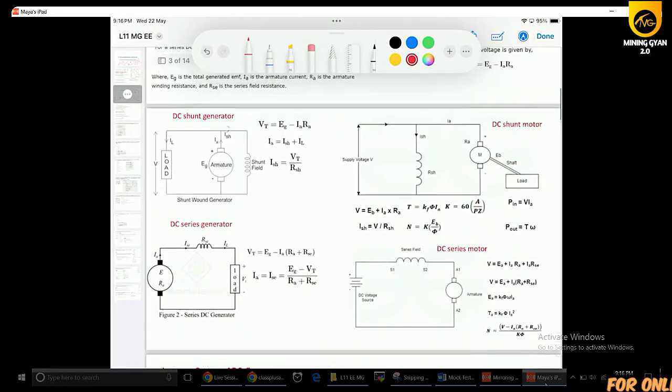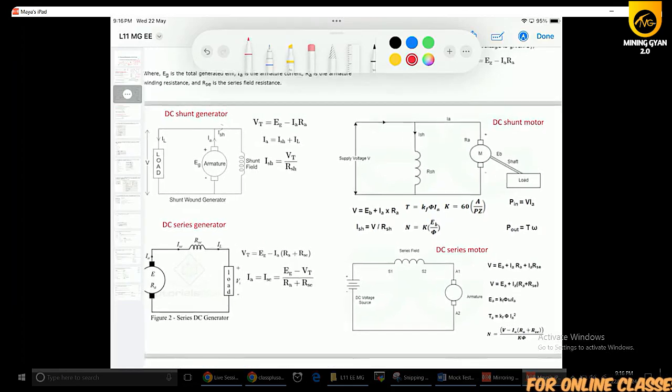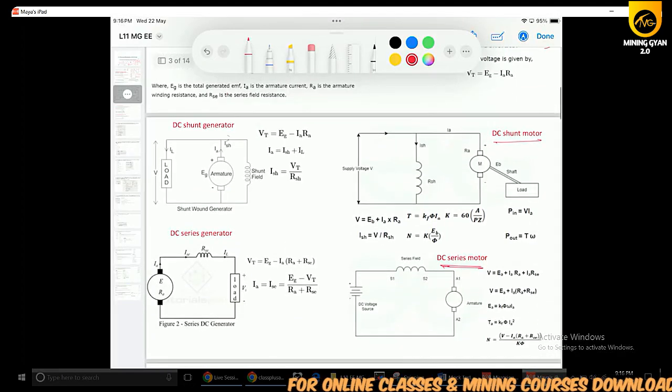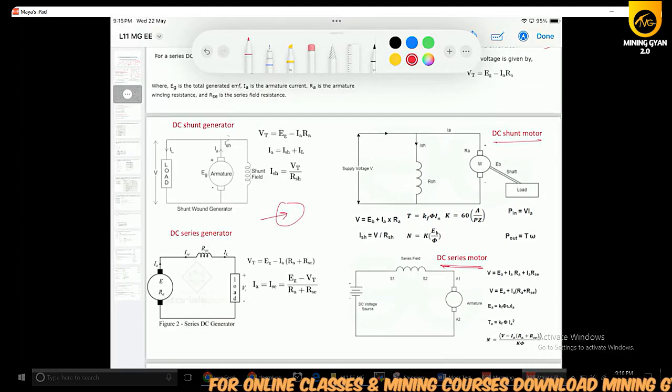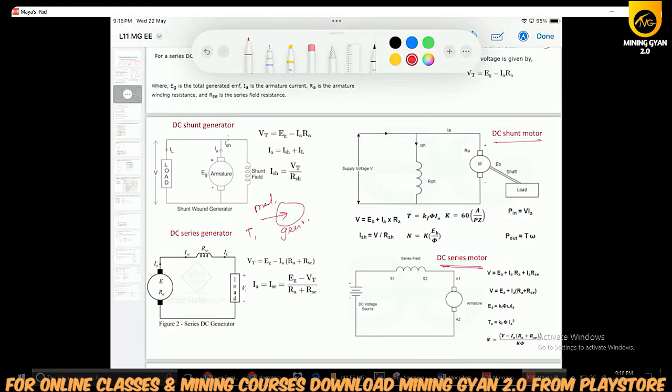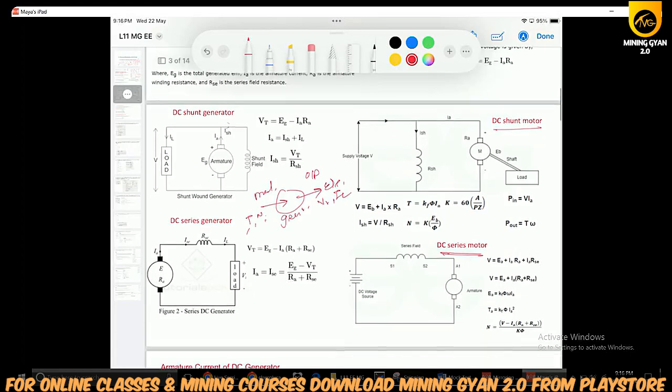Likewise, you can go for the shunt motor. This is the shunt motor, and this configuration is for the series motor. The only difference is that in case of a generator, you have to apply mechanical energy, in the form of torque and speed, and on the output side you will get electric energy, meaning V_T into I_L. Likewise, you can apply the KVL equation in this also.